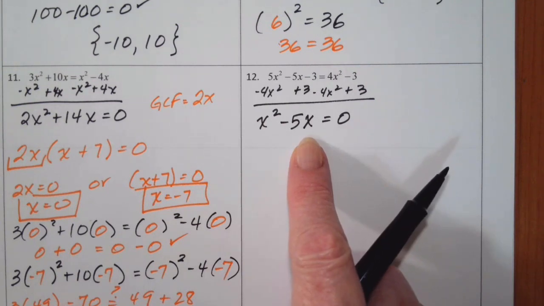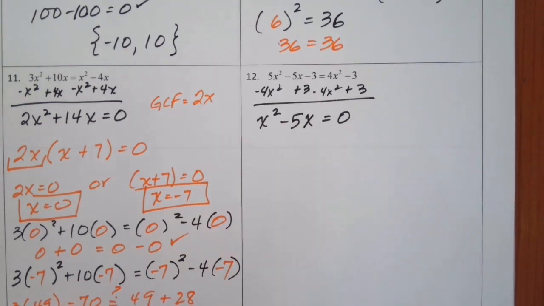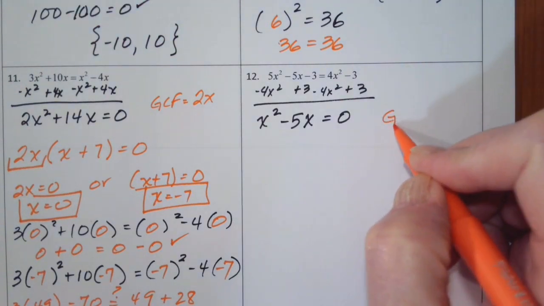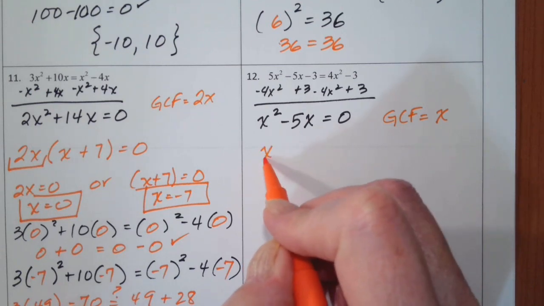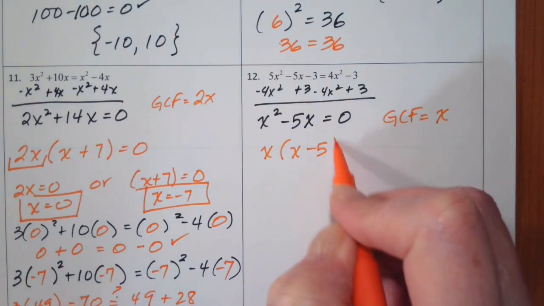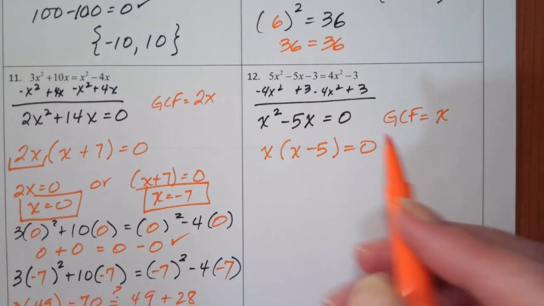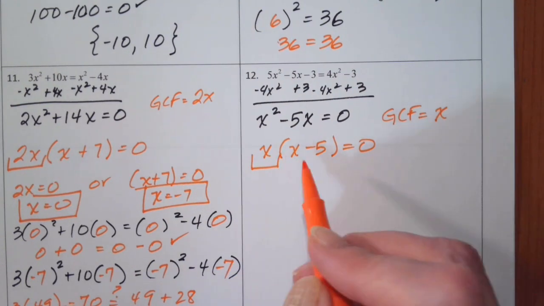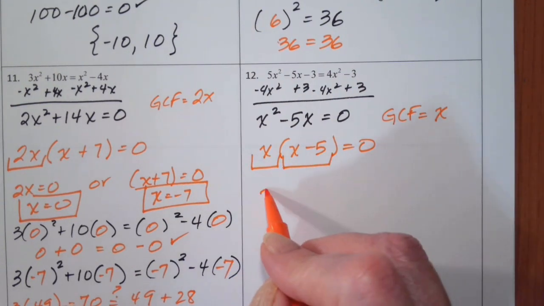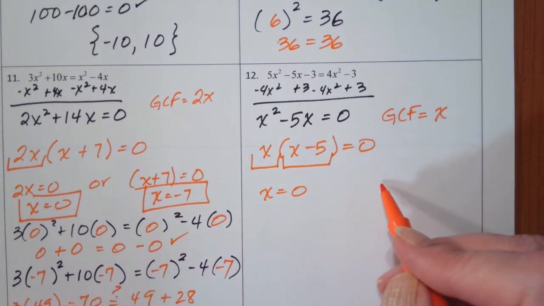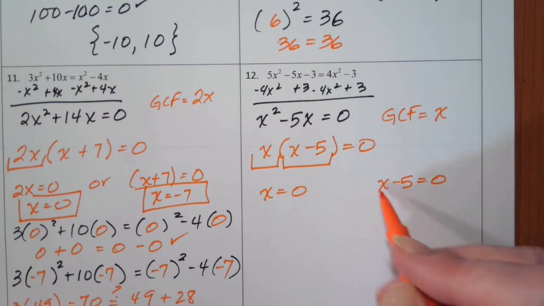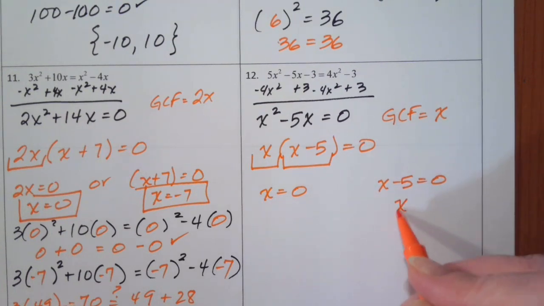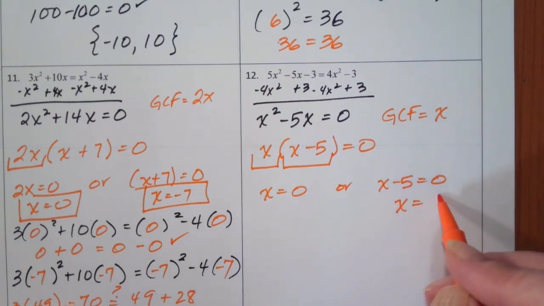Okay. Two terms. Looks like they have an x in common, so my GCF is x. So I get to write it as x times x minus 5 equals 0. So I'm good. So I set each of my factors equal to 0. So x equals 0 or x equals 5.